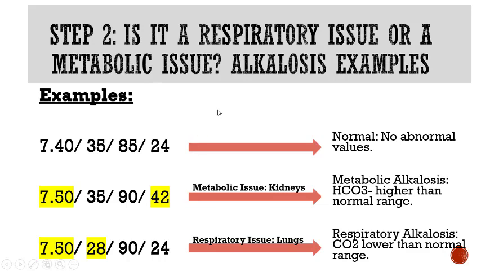Okay, so now I have examples of an alkalosis. Okay, we just did an acidosis. Now we're going to do an alkalosis. So again, starting with the normal blood gas, you have 7.40, which is in the normal range of 7.35 to 7.45. Normal CO2, normal oxygen, normal bicarb. There are no abnormal values, so it's a normal blood gas.